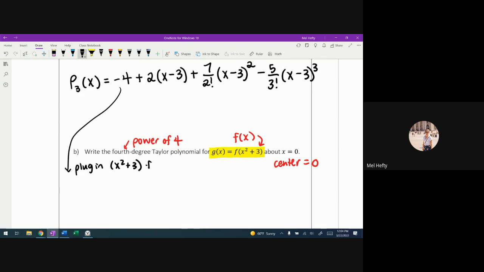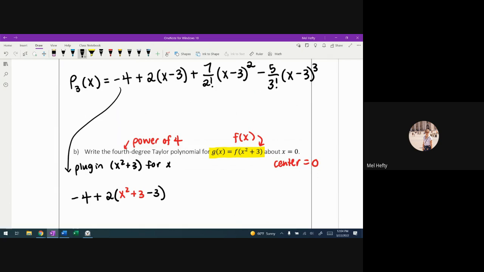Thanks. I was going to write that down. I forgot. All right, so let's try. The first term, nothing's going to change. There's no x's in it, so I'm just going to keep -4. The next term, instead of x, to be really clear, I'm going to write x squared plus 3, and then I had -3.